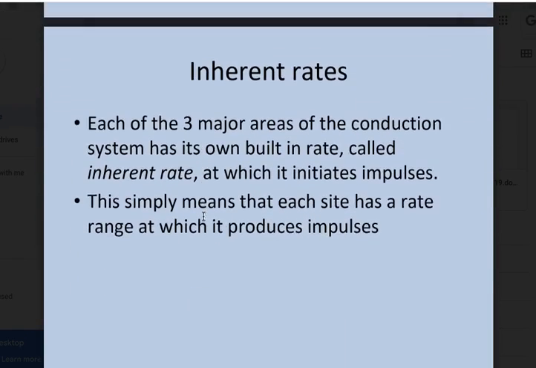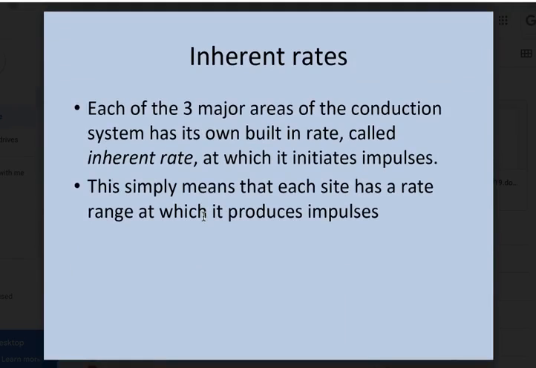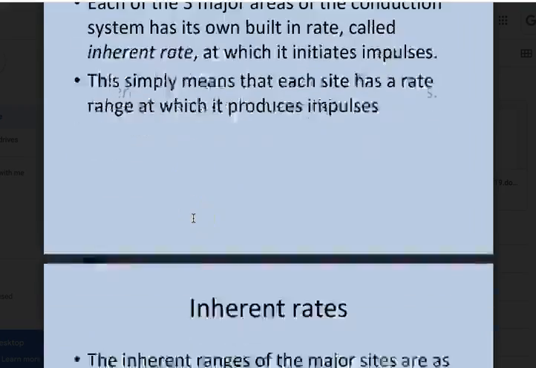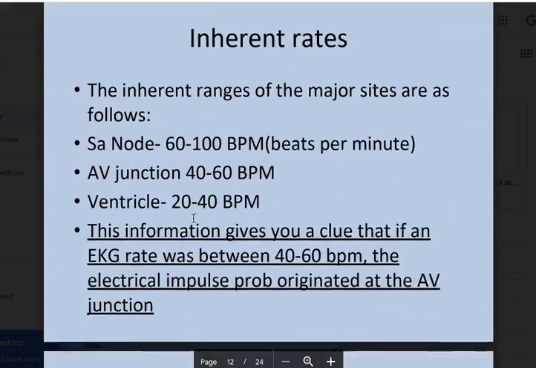All right, inherent rates. Each of the three major areas of the conduction system has its own built-in rate, called the inherent rate, and you need to know that word for your test. This inherent rate initiates an impulse at a certain speed. This simply means that each site has a rate at which it produces impulses.